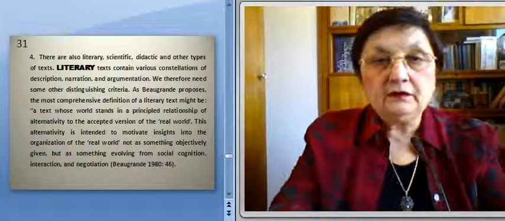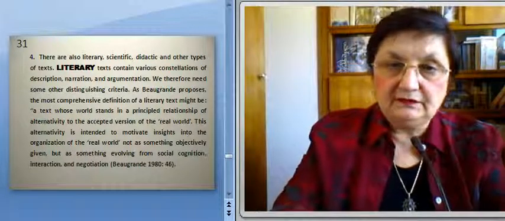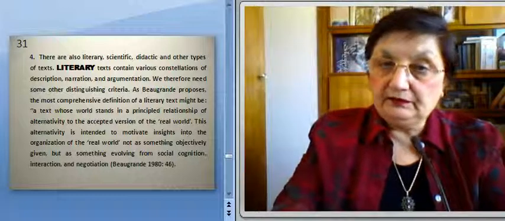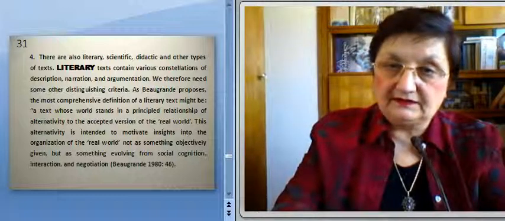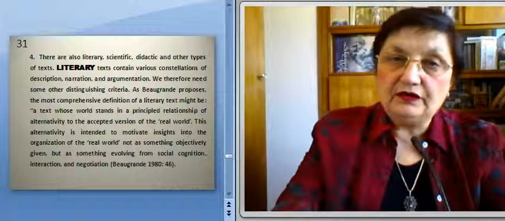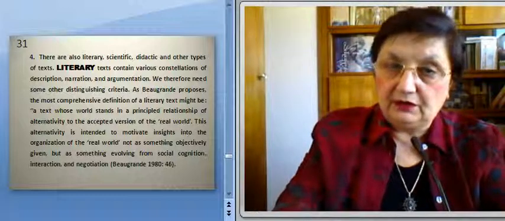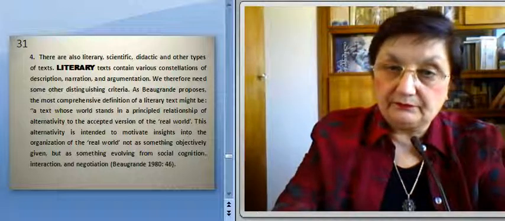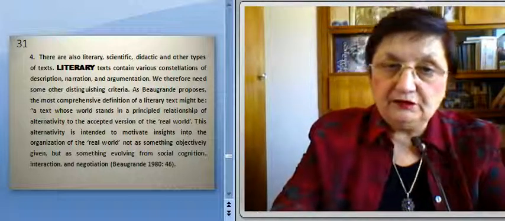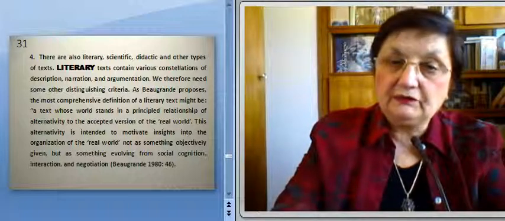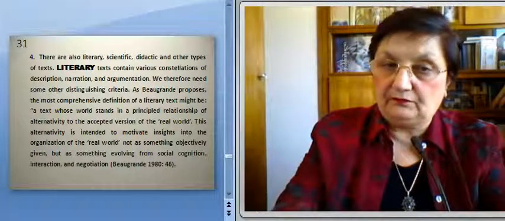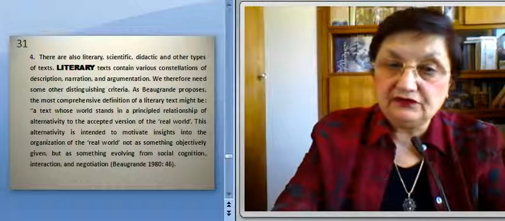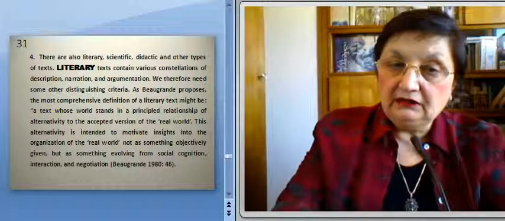As Beaugrande proposes, the most comprehensive definition of a literary text might be the following: a text whose world stands in a principled relationship of alternativity to the accepted version of the real world. This alternativity is intended to motivate insights into the organization of the real world, not as something objectively given, but as something evolving from social cognition, interaction, and negotiation.